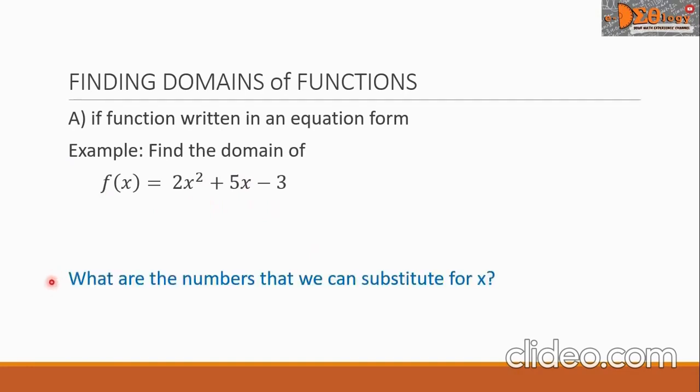The question here is, what are the numbers that we can substitute for x? We can think of many numbers. One example is 0. We can use 0 to replace the x in the function. If we do that, the value f of x will be -3. We can think of other numbers like 1 or -10 or 50 or 100. We can think of many numbers that can replace the x.